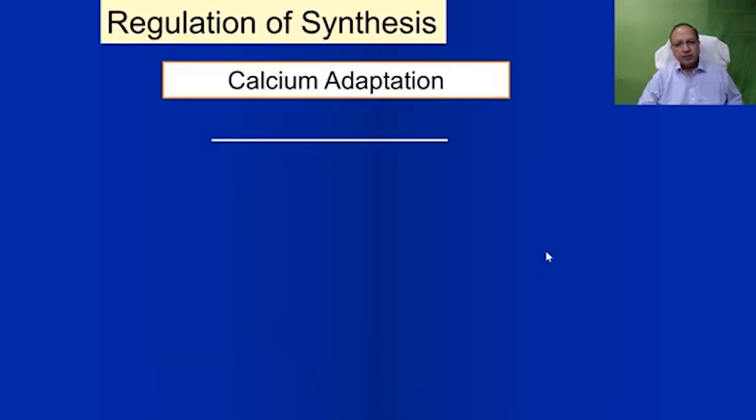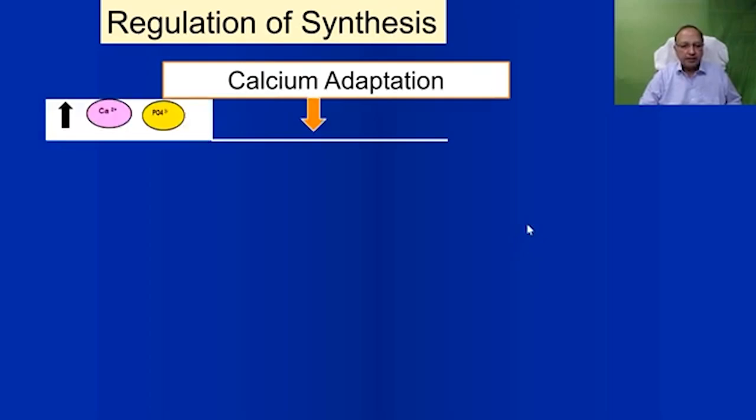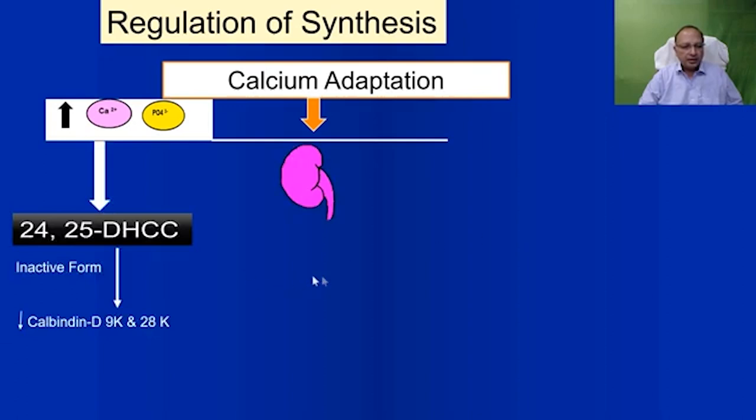Now, regulation of the synthesis, that is also called the calcium adaptation, occurring mainly in the GIT. So when there is an increase in the calcium or there is a decrease in the phosphate, that means there is a decreased requirement of the calcium. What will happen in the kidney? There will be 24,25-dihydroxycholecalciferol production, so that more calbindins are not produced, and that will cause a decrease in the further absorption of the calcium and phosphate from the GIT.